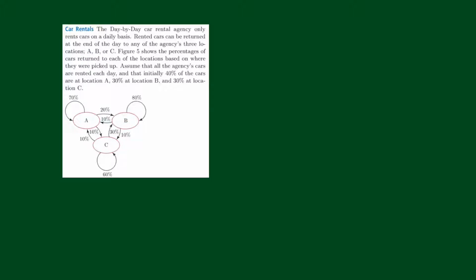If a car starts in station A, then there's a 70% chance the next day it will return to station A, and a 20% chance it will move over to station B, and then here, a 10% chance it'll go to C. So this is our transition diagram. From the transition diagram, let's create the matrix.